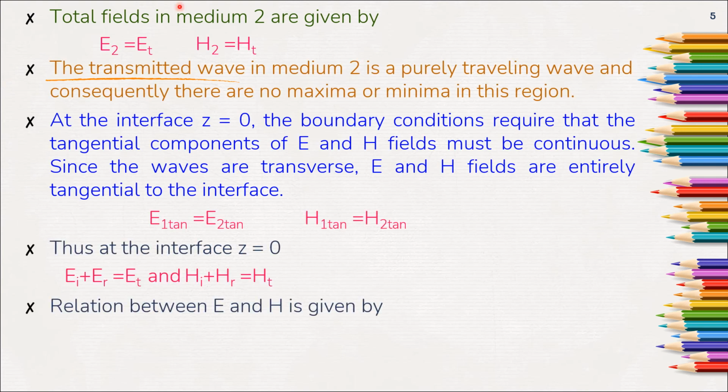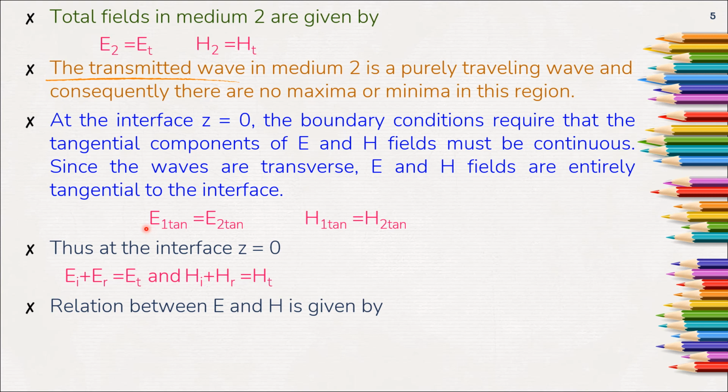What happens in medium 2? The electric field E2 is nothing but the transmitted component Et, and H2 is nothing but the transmitted component Ht. The transmitted wave is a purely traveling wave, and hence there is no maxima or minima. Whereas in medium 1, the incident wave and reflected wave overlap and we have what is called a standing wave.